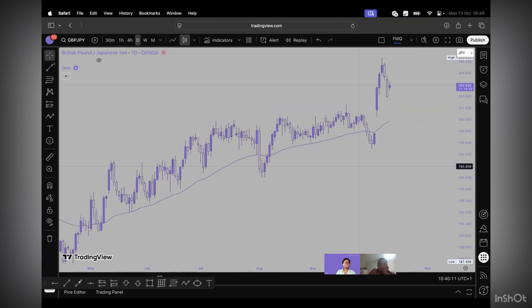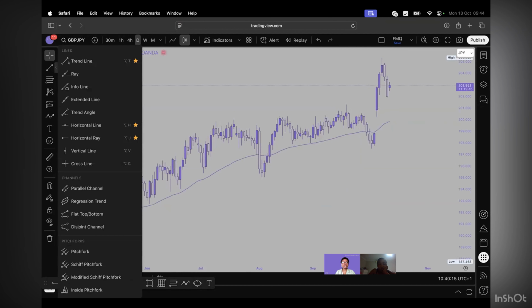So the first button here has the trend line, the ray, extended line, trend angle, horizontal line, horizontal ray, vertical line, plus line. On your end, I already starred all the ones that I use. The ones I usually use are trend line, horizontal line, and horizontal ray. These are the only lines I use under the trend line. Under channels, I don't use anything, that's why you're not seeing anything starred. I don't use anything under pitchforks, that's why there's nothing starred.